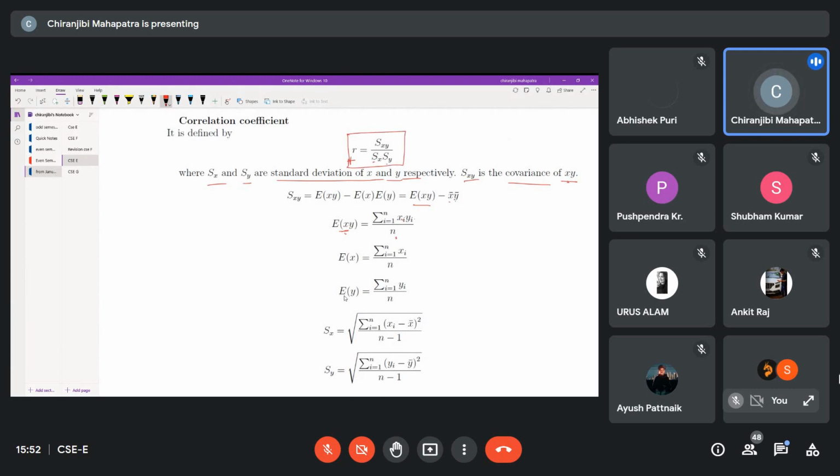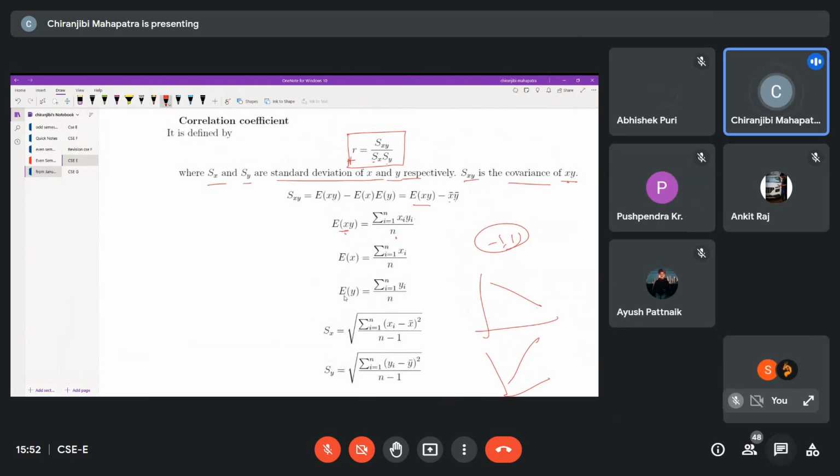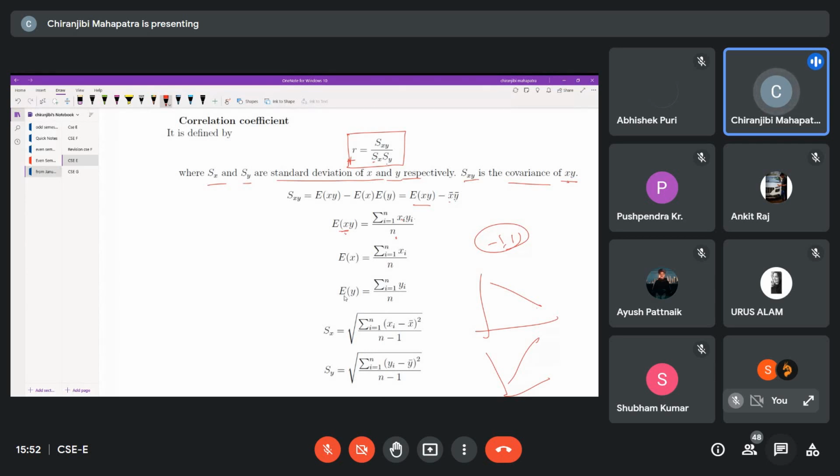We also know that it lies between -1 to 1. Negative means there is a negative relation between them, and if it is positive, there is a positive relation. That means if one increases, other increases, and if it is a negative correlation, then one increases, other decreases. Okay, so this is the idea of the correlation coefficient.